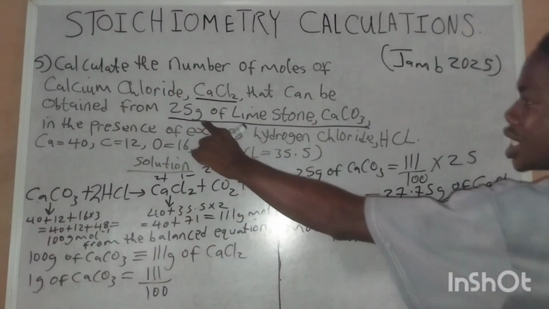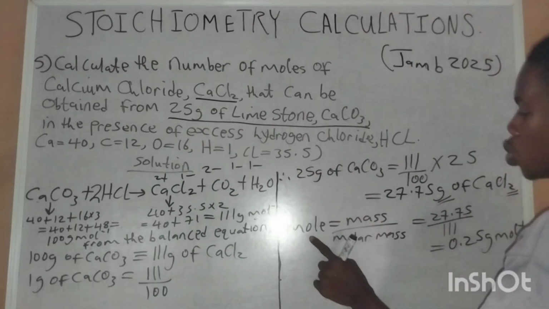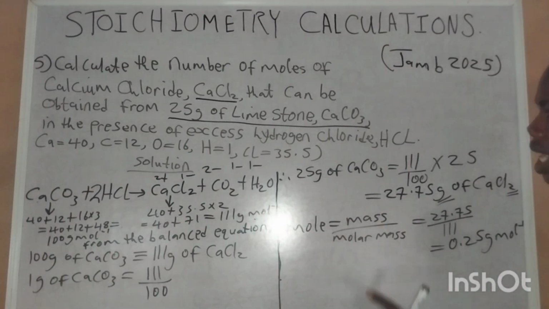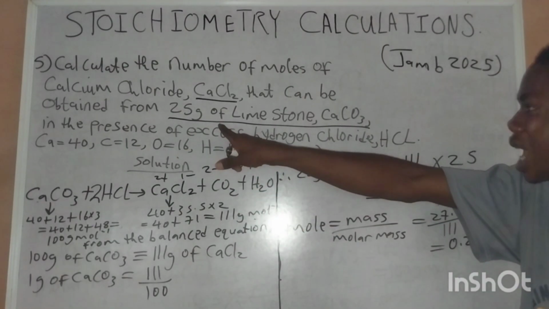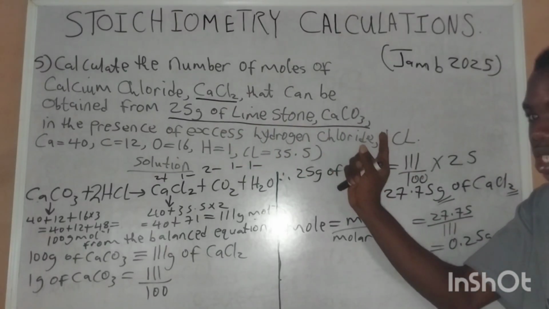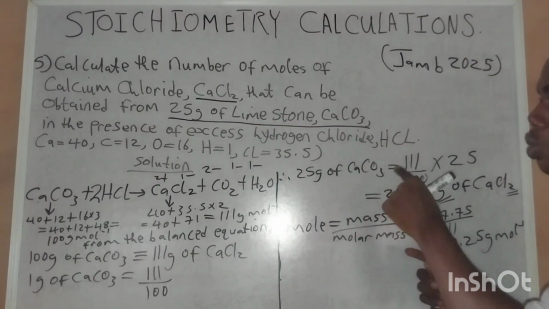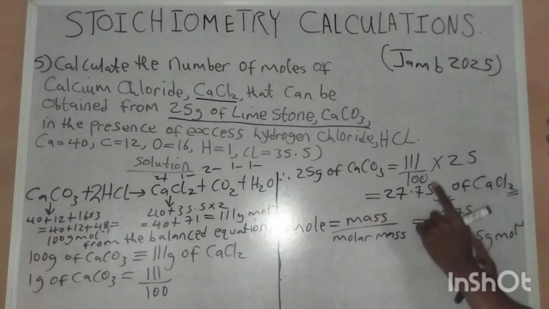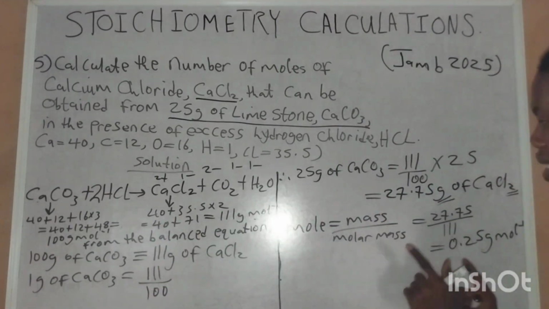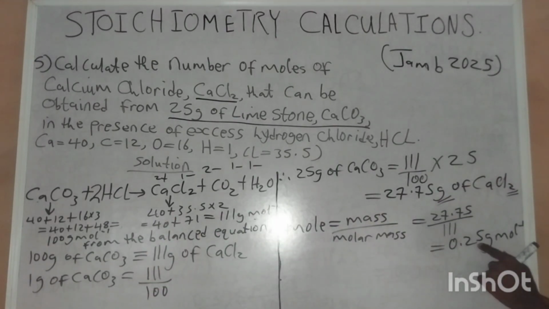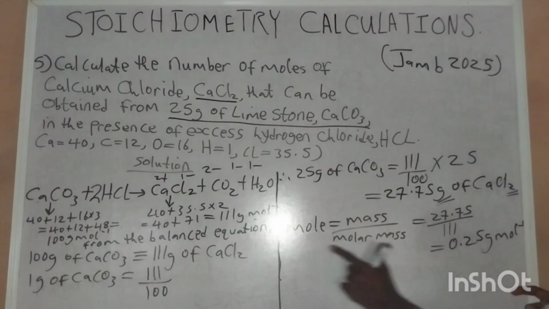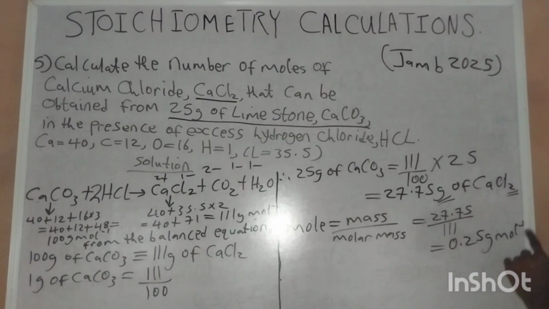The reason why I did not use this mass straight away to just do number of moles, mass over molar mass, is because the mass they gave us here was the mass of limestone, CaCO3. We cannot use this mass. So we need to find the mass of calcium chloride using these processes. So this happens to be the mole, 0.25 mole.